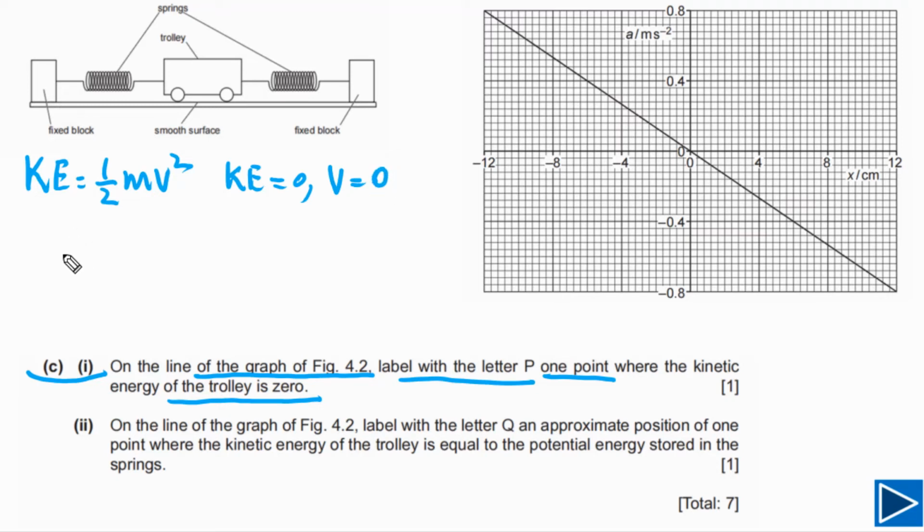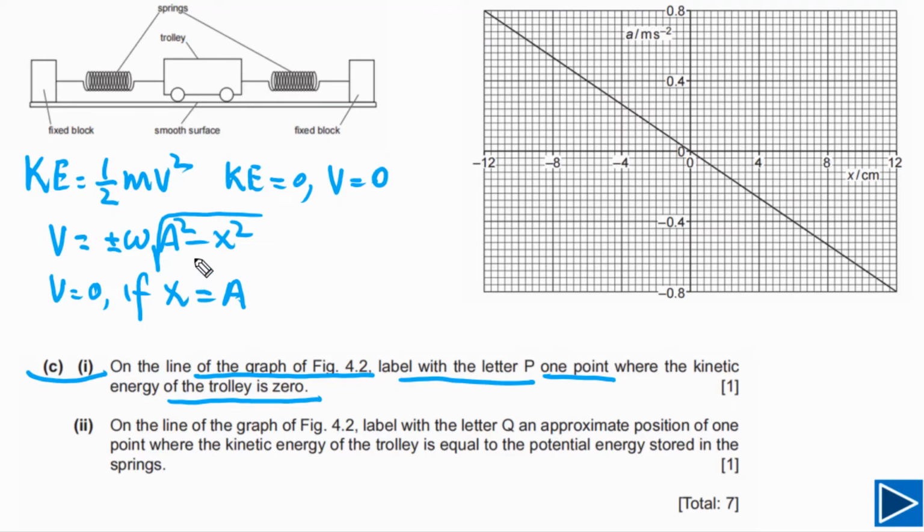Now we need to understand when v will be 0. V means the speed of the trolley. This is equal to plus minus omega times the square root of amplitude square minus x square. Speed will be equal to 0 if x is equal to a. So it simply means that speed is equal to 0 when the displacement of the trolley is equal to the amplitude.